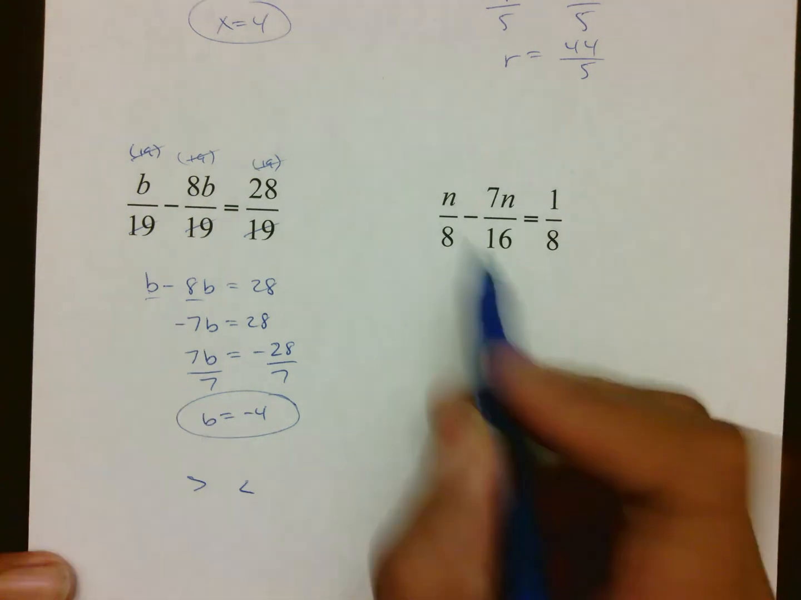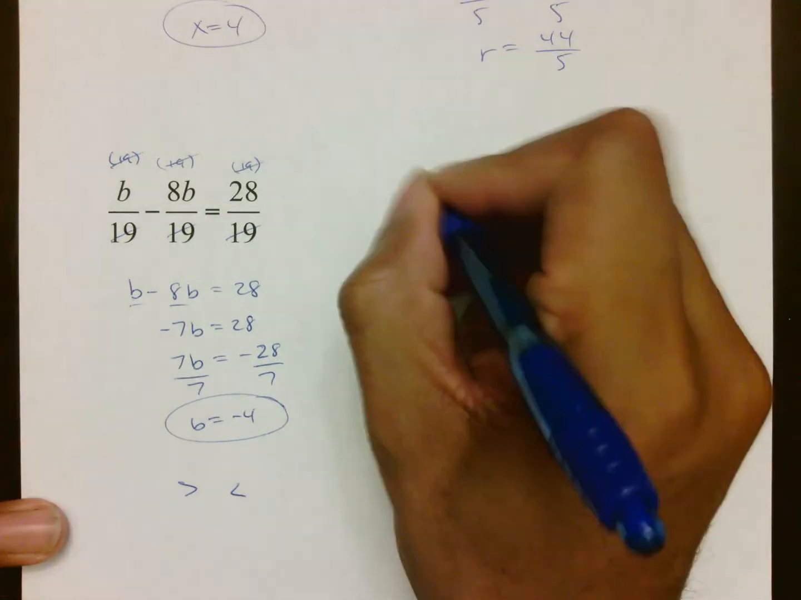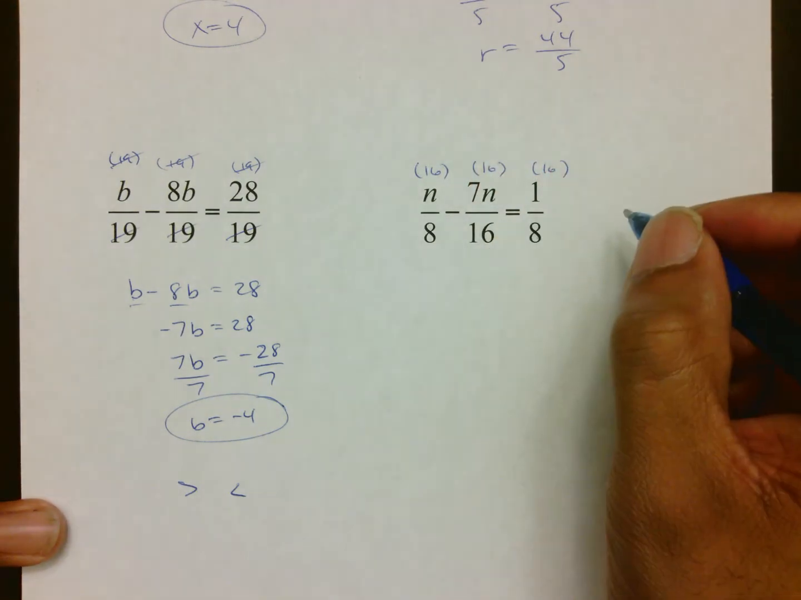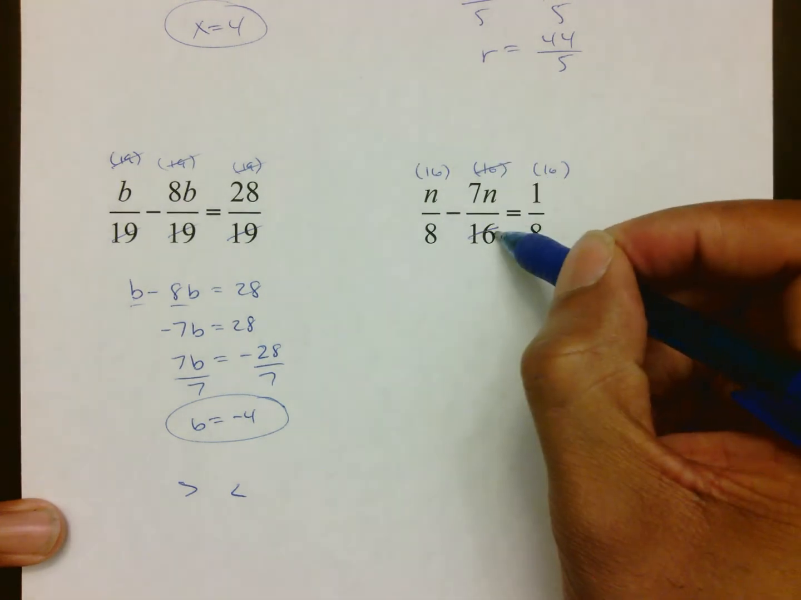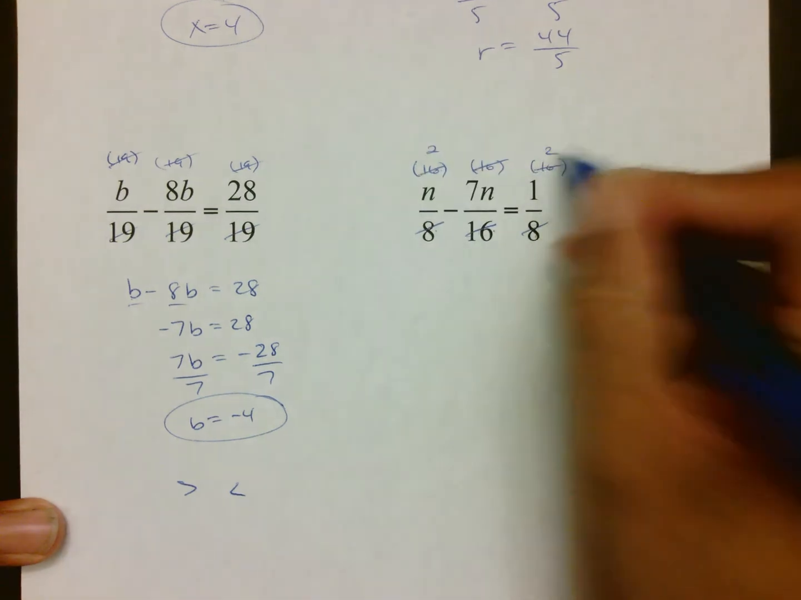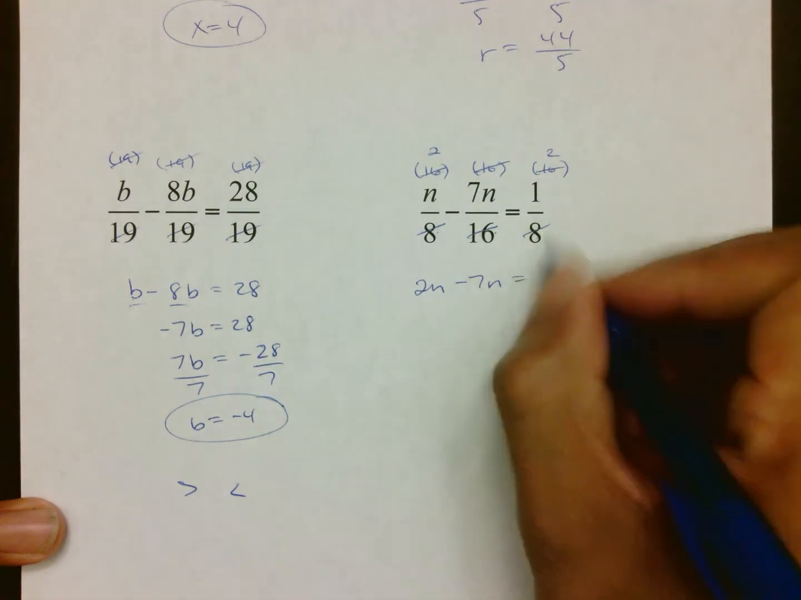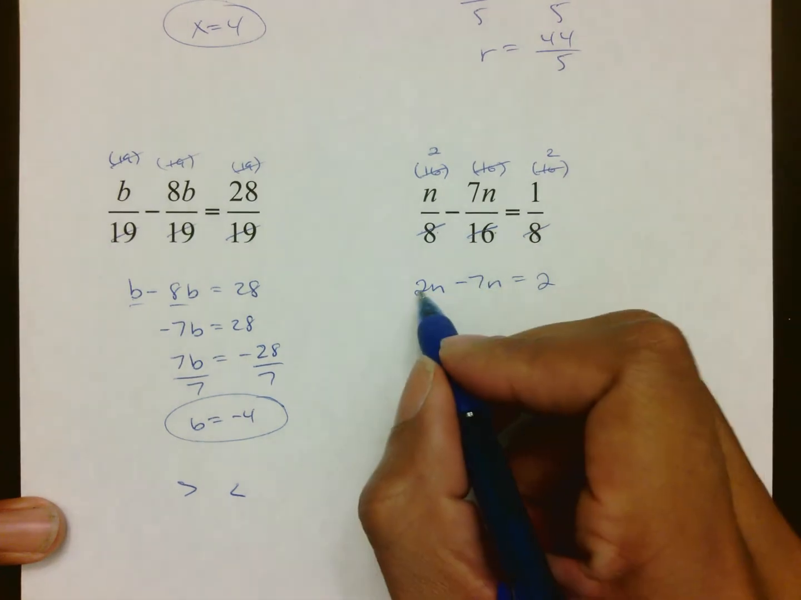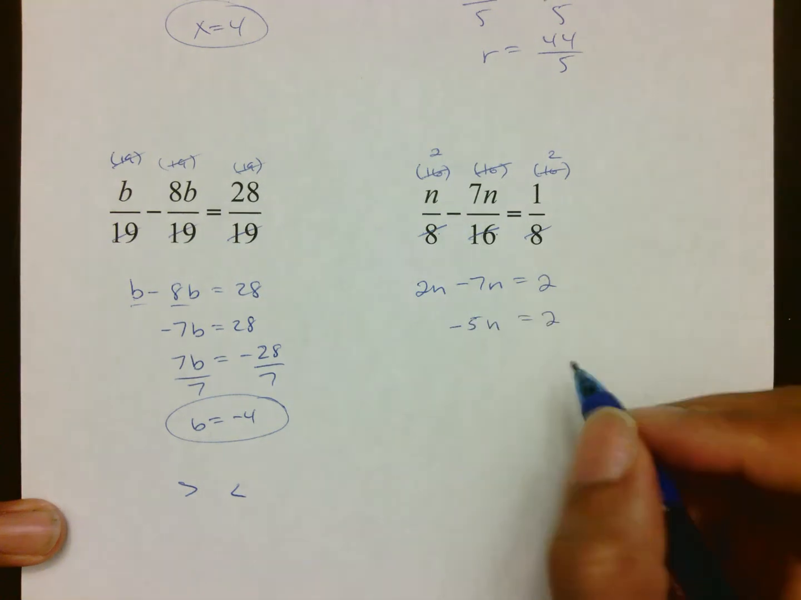The second one, you have 8, 16, and 8 on the bottom, and again, the least common denominator for 8, 16, and 8 is 16. So we're going to do 16 here, 16 here, 16 here. And what happens is this. 16 of course cancels as 16 because 16 divided by 16 is 1, but 16 divided by 8 turns it into a 2, turns it into a 2, and now you have 2 times n, which is 2n, minus 7n equals 2. And so then you have 2n minus 7n, which is negative 5n, equaling 2.